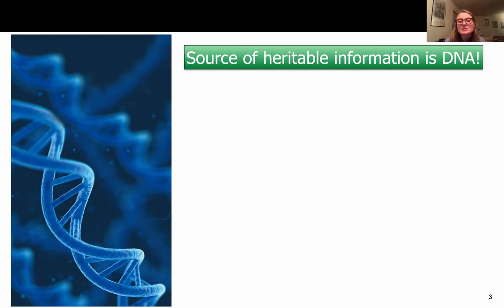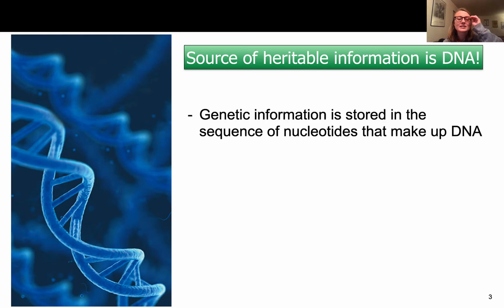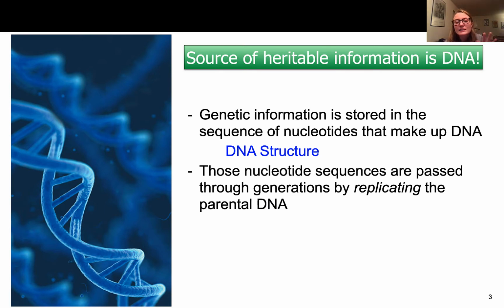Okay, so it might sound obvious to you now, but for a long time it wasn't understood that DNA was the source of heritable information. Which means that genetic information is stored in the sequence of nucleotides that make up DNA. We can briefly summarize this by calling it the DNA structure. And these specific nucleotide sequences are what's passed through generations, from parent to offspring, and this can only happen by replicating that parental DNA. So we can summarize this by calling it DNA replication.